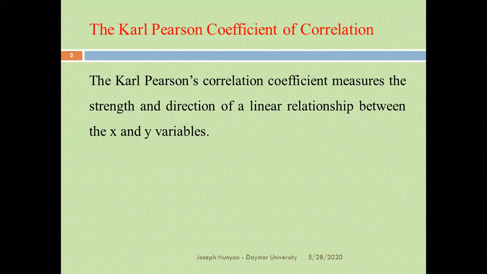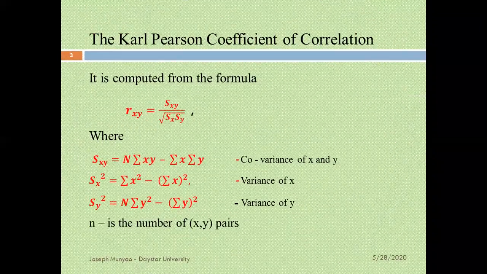When it is negative, it means that x and y are moving in different directions. That is, they are negatively correlated. When it is positive, then it means x and y are moving in the same direction.